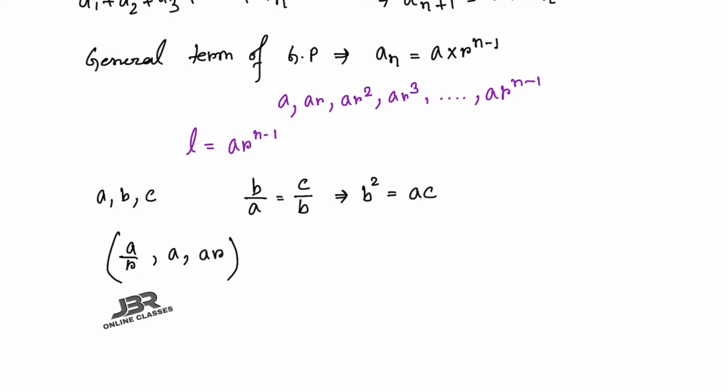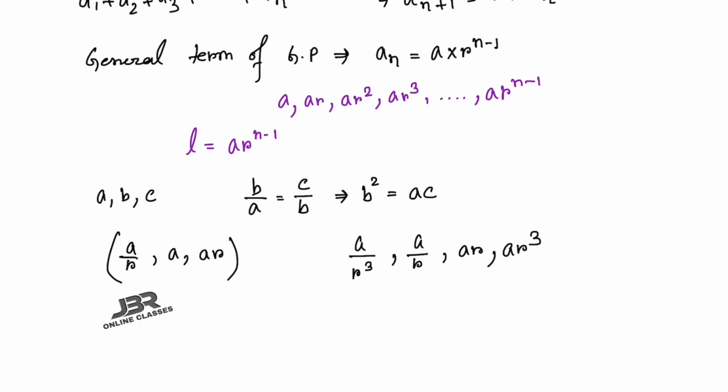Now next, suppose you have to take four numbers in GP. In that case, you can write a by r cube, then a by r, then ar and ar cube. If you want to take three numbers in GP, then a by r, a and ar. If you want to take four numbers in GP, then it will be a by r cube, a by r, ar and ar cube. I think it's clear.